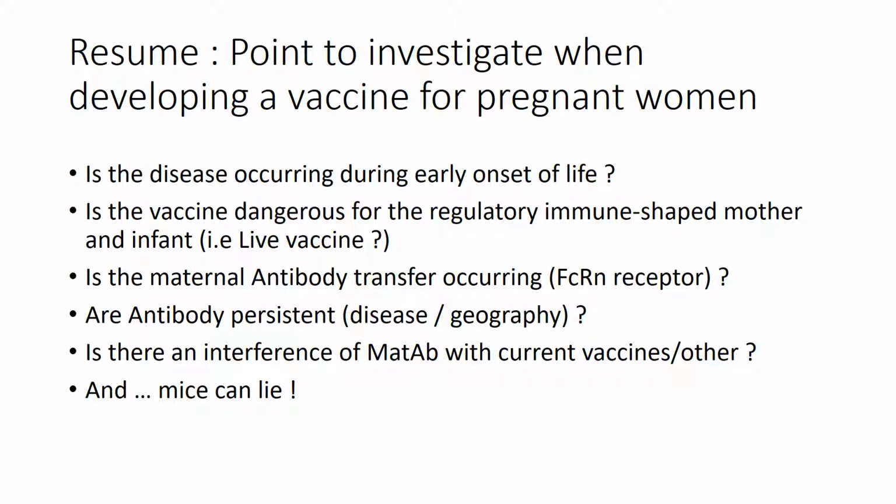So, to investigate the FcRn receptor maybe. Is antibody persistence dependent on the disease or the geography? Is there an interference of maternal antibody with the current vaccine or with something else? And then don't forget that mice can lie.